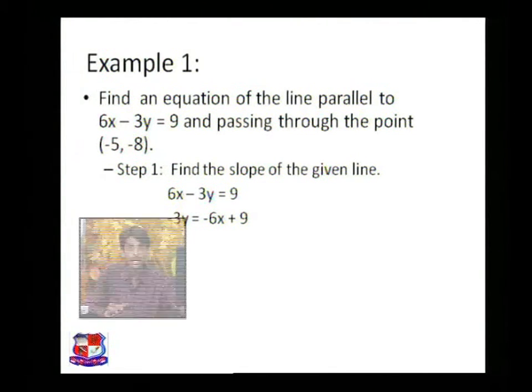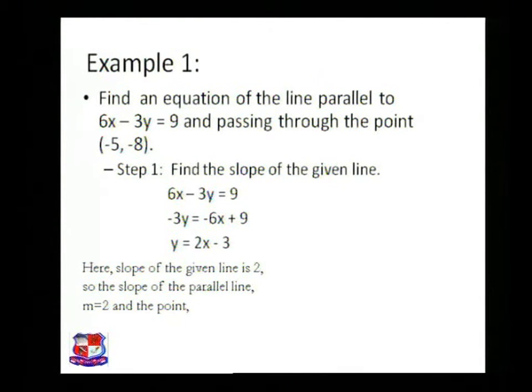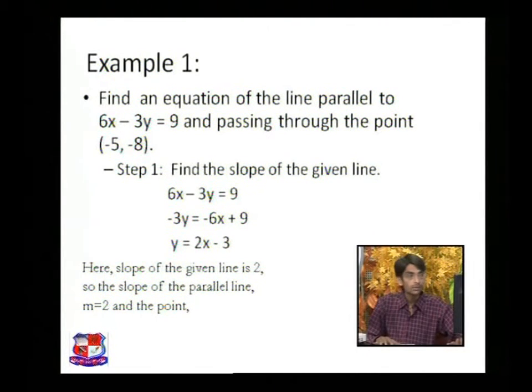If we find the slope that way, here y is equal to 2x minus 3, which is of the form y is equal to mx plus b. So here m is equal to 2. So the slope of the given line is equal to 2. Now the required line is parallel to the given line, so the slope of the required line is also 2, because the slopes of parallel lines are equal. So m1 is equal to m2, and the slope of the required line is also equal to 2.